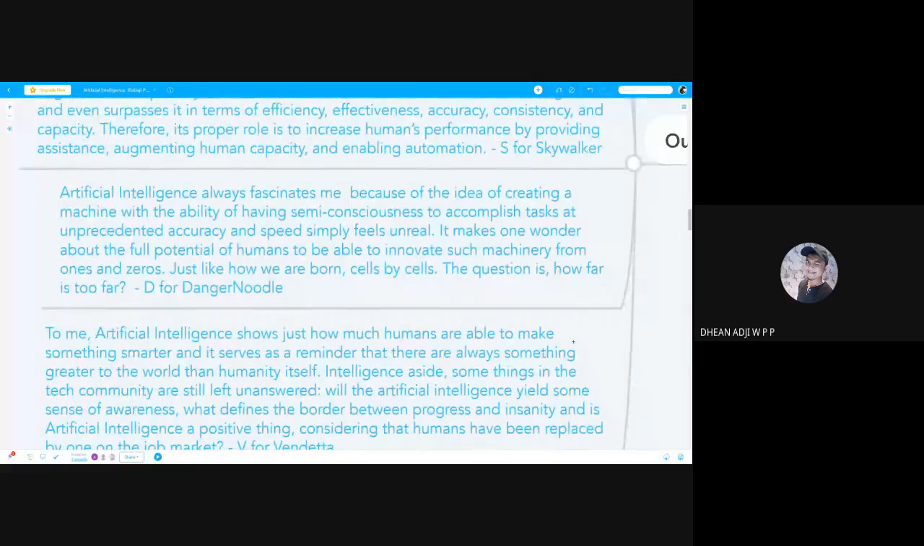Well, for my opinion about artificial intelligence, it always fascinates me, because the idea of creating a machine with the ability of having semi-consciousness, or even full to an extent, to accomplish tasks at an unprecedented accuracy and speed simply feels unreal. It makes you wonder about the full potential of humans to be able to innovate such machinery from ones and zeros, like from sticks and stones even, just like how we are born, cell by cell. So it raises the question, how far is too far? How should we continue? Where is the limit to what we should do with AI?